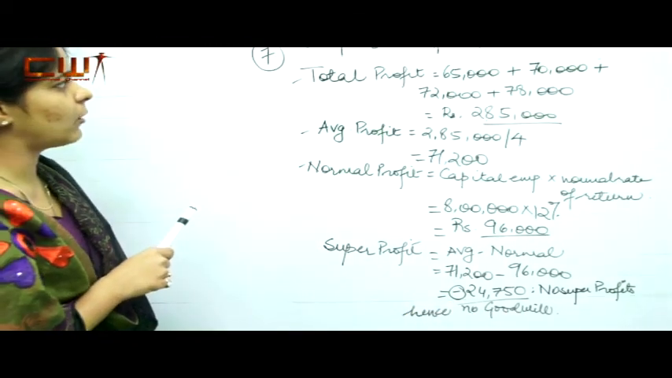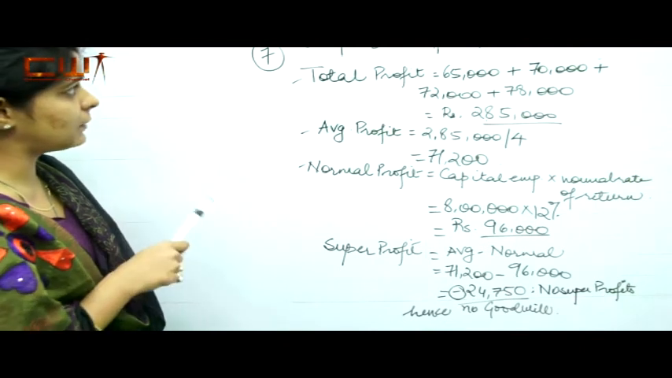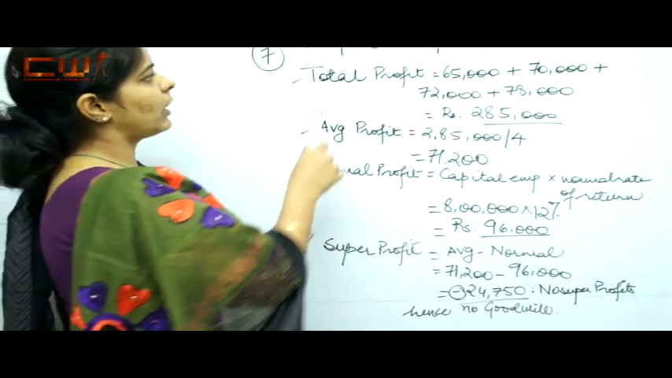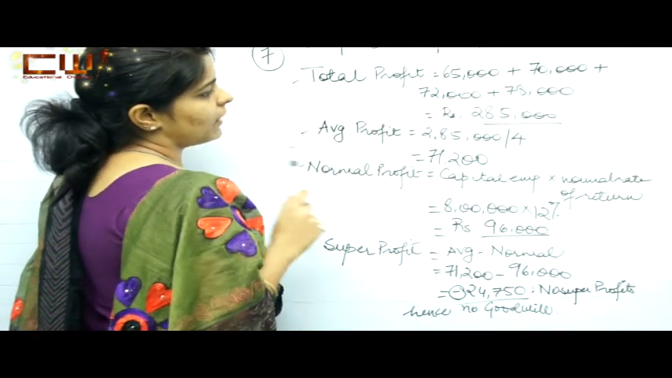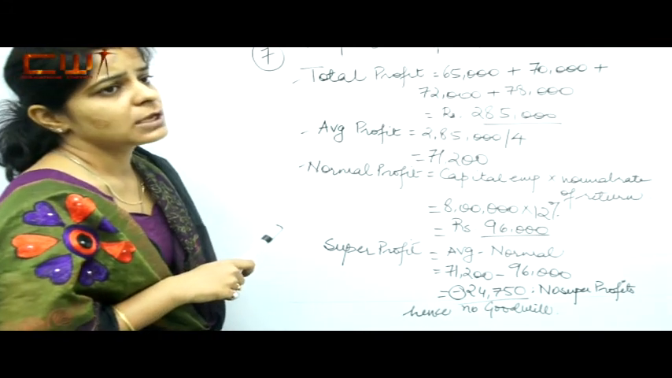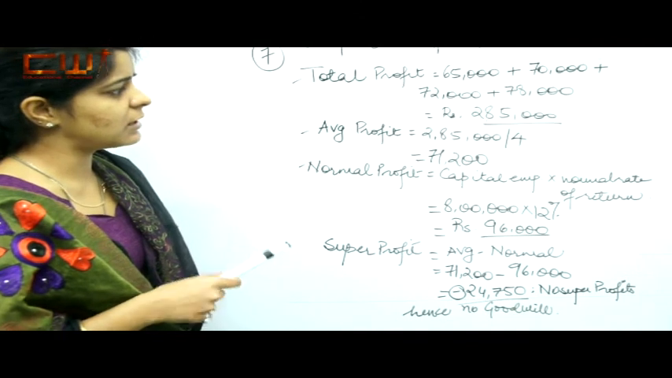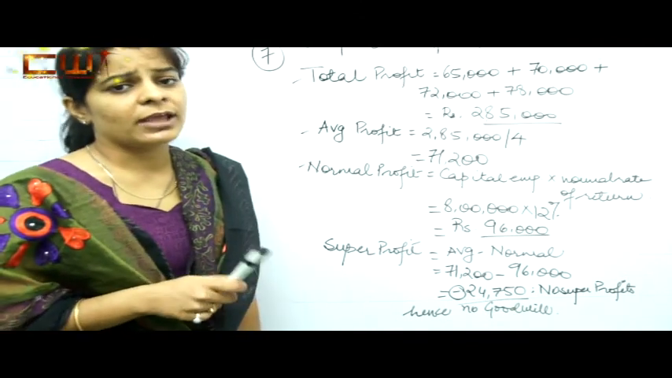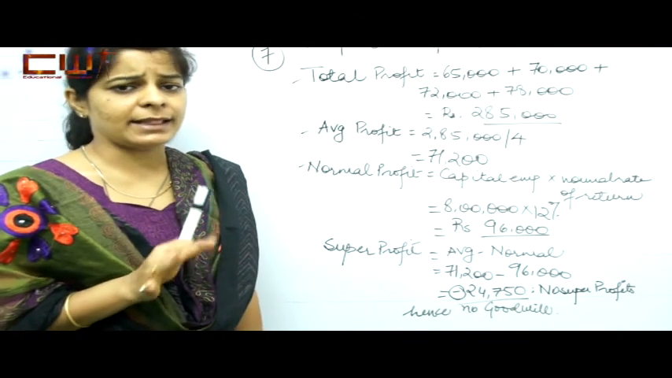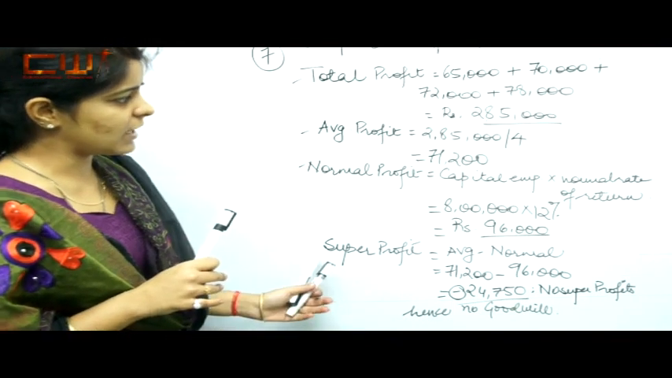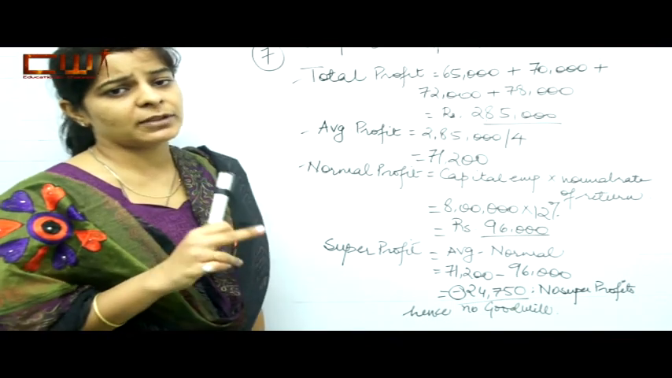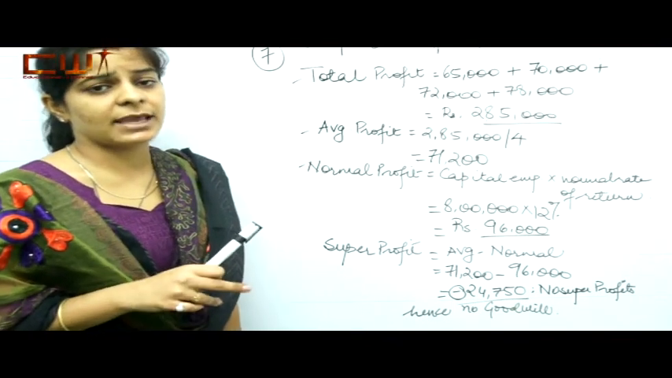This was the 7th problem of chapter 8, goodwill, calculated by super profit method. We have done nearly all the problems, just left 1 or 2 problems, 1 problem I guess, and that was similar, that is expected to be done by you. We have done all the difficult and the easy problems. If there is any difficulty, then please refer the problems which are the same as they have left out.